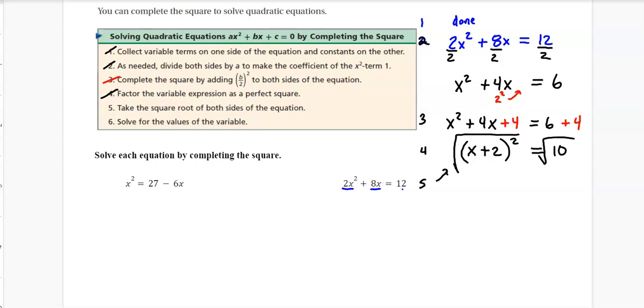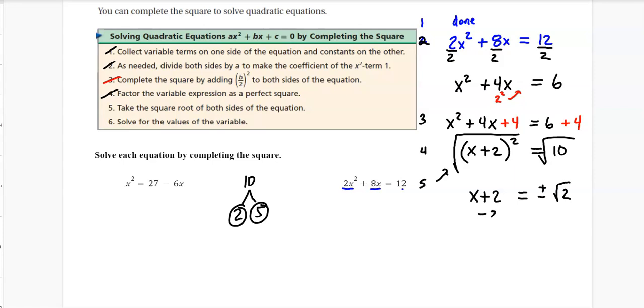Take the square root, take the square root, and I get x plus 2 equals, well, I don't think there's any way to break 10 down, because 10 is 2 times 5, and there's no pairs, there's just 2 loners. So I think square root of 10 is the best I can get, but I do have to remember to do plus or minus the square root of 10.